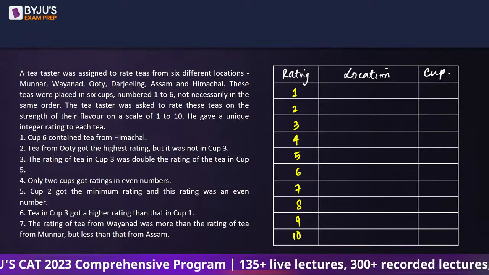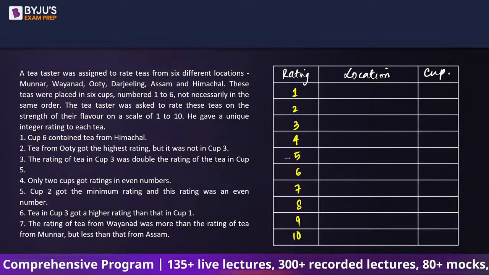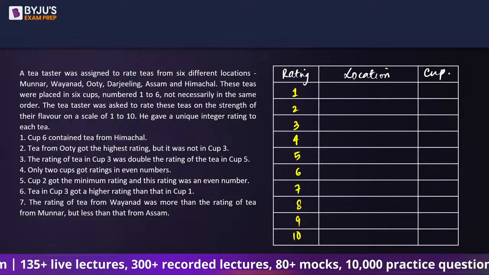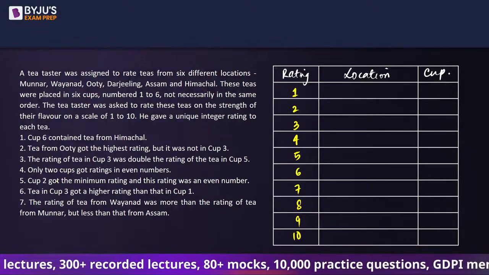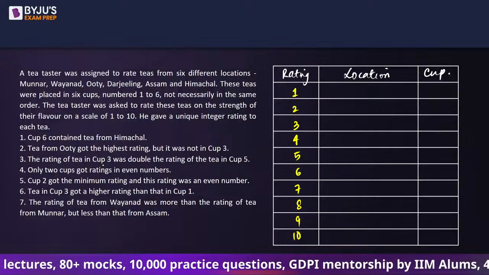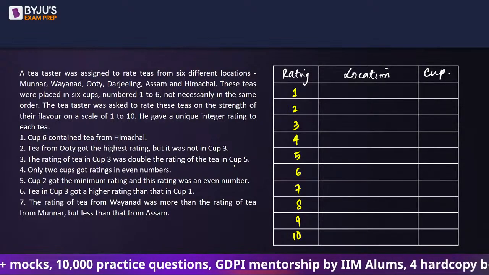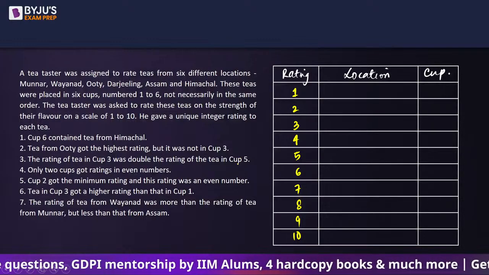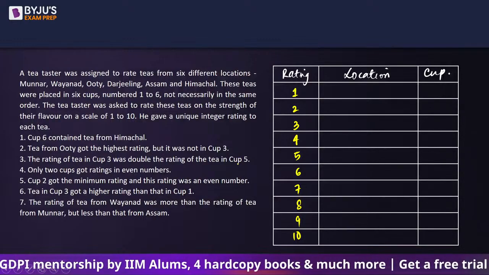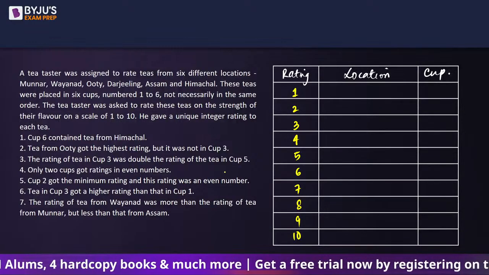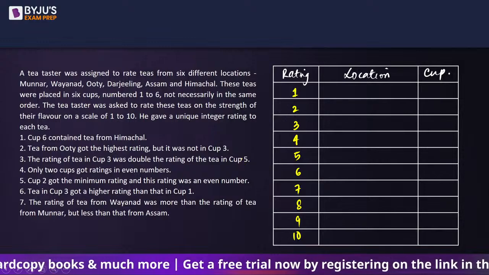Okay, so we have certain part that exceeds. Okay, so let's extend it. थोड़ा आसान हो जाएगा. The rating of tea in cup 3 was double the rating of tea in cup 5. So if cup 5 is rating 1, cup 3 will be 2. If it is 2, it is 4, it is 3, it is 6, 4, 8, 5 and 10. So there are going to be 5 cases from the third statement.